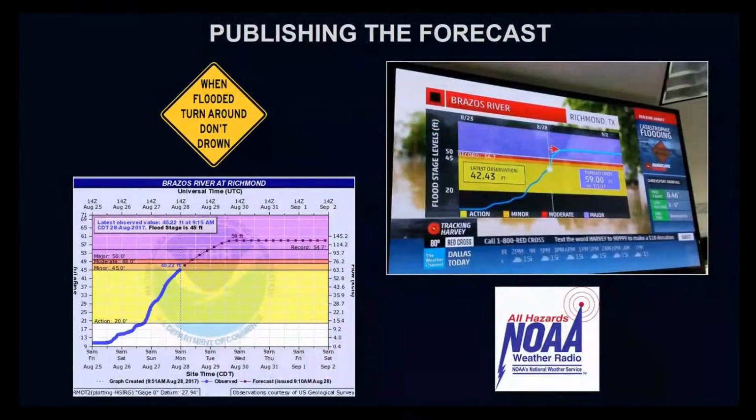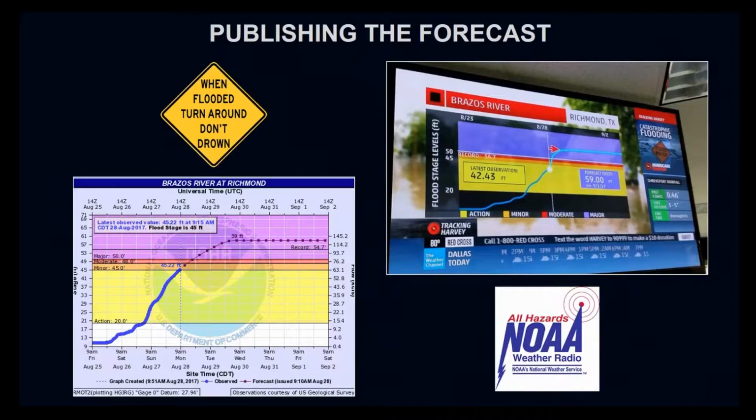So here's the end product again. This is an example of a forecast that was produced during Hurricane Harvey. This is the Brazos River at Richmond. And this forecast was the most viewed forecast in NWS history. We went and looked at the statistics. It was by far the most viewed forecast because of the high impact it had during Hurricane Harvey. You can see how we went from a forecast and how the media picked that up and how it was used for decision support.